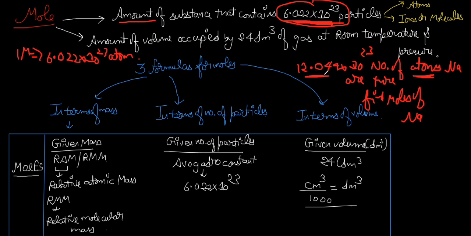And in this case, they have given you 12.044 into 10 to the power 23 atoms. So directly it is a double of it. So if 1 mole has this much, 2 moles will have this much. So your answer directly comes out to be 2 moles.